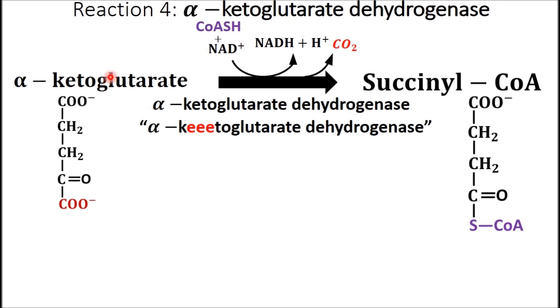So again, here's the reaction. We take alpha-ketoglutarate to form succinyl CoA via alpha-ketoglutarate dehydrogenase, and we form an NADH, an H plus, and the CO2, and it takes a CoA group. One thing we should understand and know here is this mnemonic: alpha-ketoglutarate dehydrogenase means it uses the E1, E2, E3 enzyme complex.